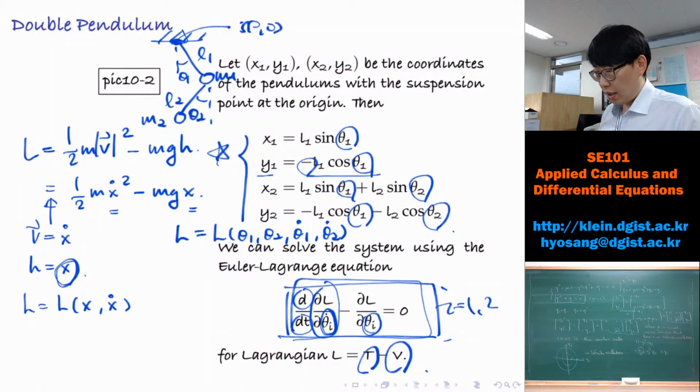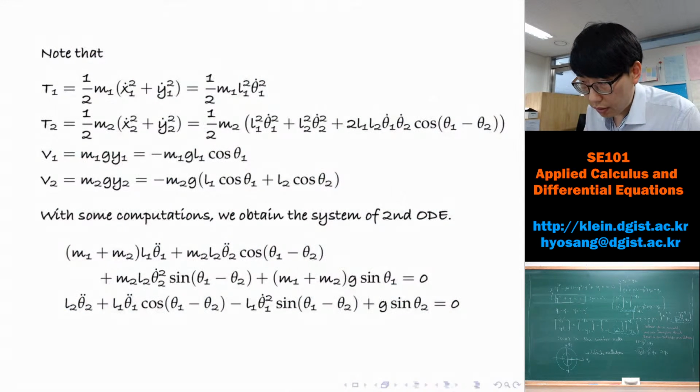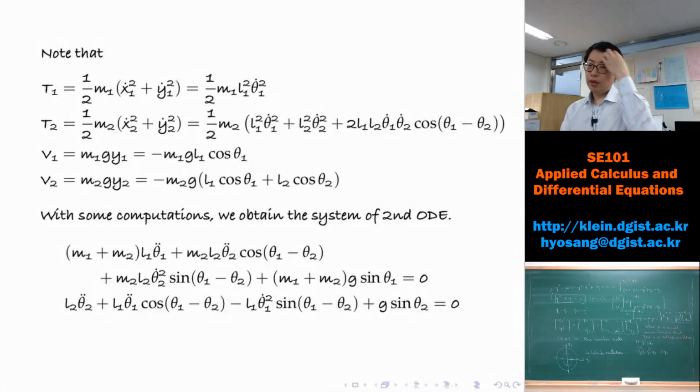And again, I'm emphasizing that the first partial derivative is the derivative in terms of theta I dot, not theta I. Okay, so you have to consider your theta I and theta I dot as separate variables. So let's compute the equation here.